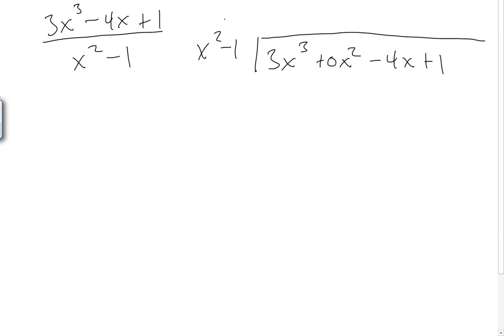Notice that I'm not putting any placeholders on the outside. You really only care about the placeholders on the inside. So when you ask yourself this question, what times x squared is going to give you a 3x cubed? Well, I need the 3, but I also need to go up 1, so this becomes 3x times x squared, giving me 3x cubed. Then 3x times -1 gives me -3x, so that I subtract this whole expression.